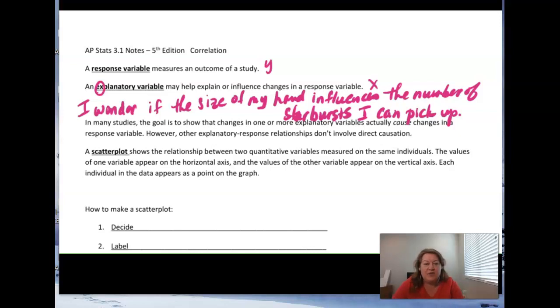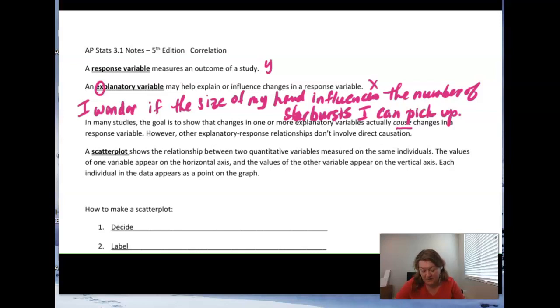Okay? So notice that just because there is a relationship, it doesn't mean that one causes the other. And so we want to be careful about using the word cause with two variables. We want to be talking about relationships between the two variables, but not that one causes the other. Sometimes we can make that happen, but most of the time we're just talking about an association between those two things.